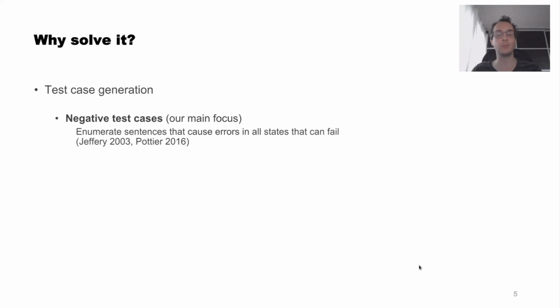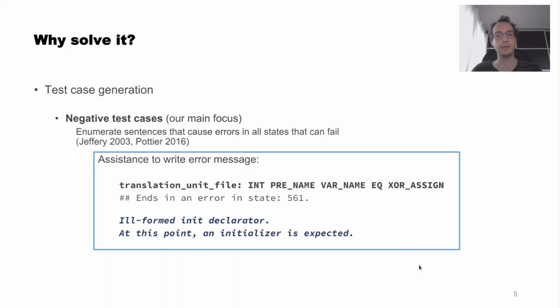Reachability is a core component of this approach. For instance, here is the specification of an error message for a C grammar. The first part specifies a sentence that ends in an error. It is produced by the algorithm. The last part is a corresponding error message written by the grammar maintainer.